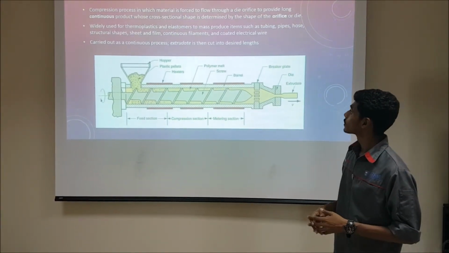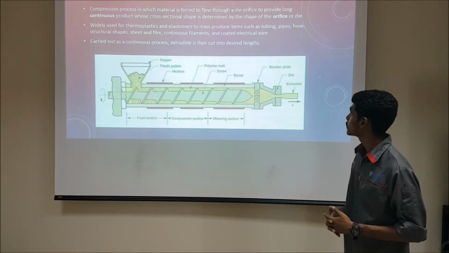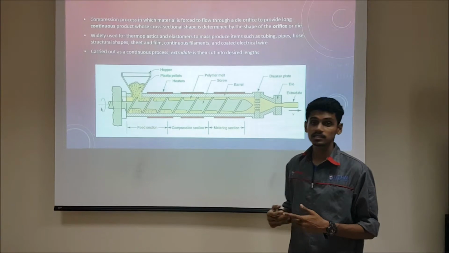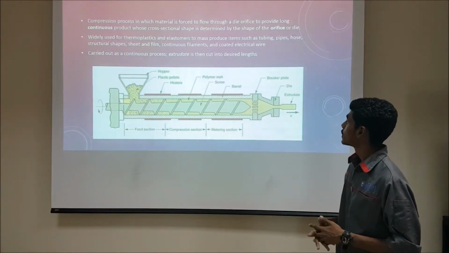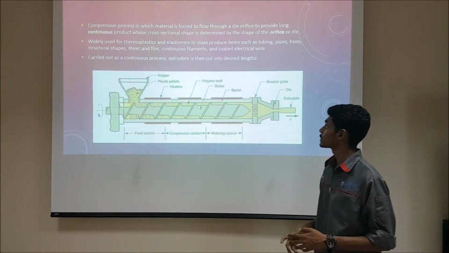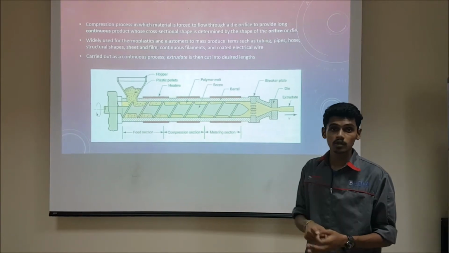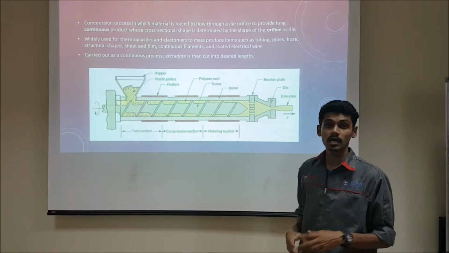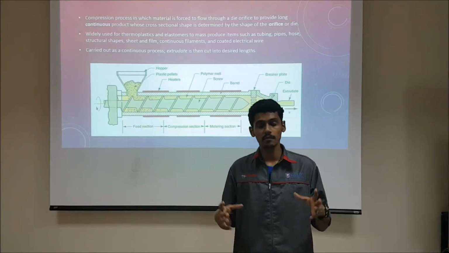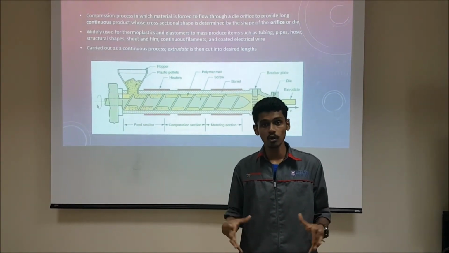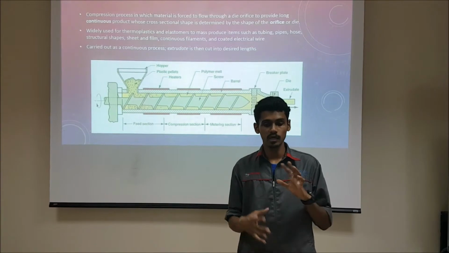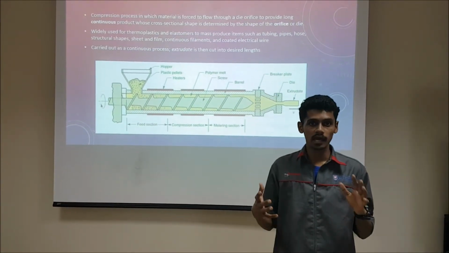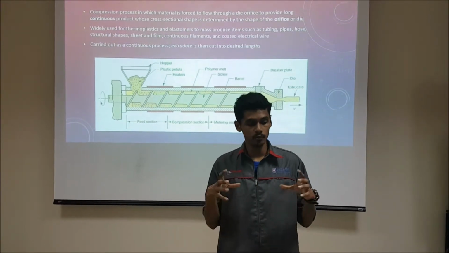It is widely used for thermoplastics and elastomers to mass produce items such as tubing, piping, hose, structural shapes, sheet and film, continuous filaments and coated electrical wire. All these need continuous coatings, so we can use the extrusion process. Some items need something different, let's say a chair. A chair needs a mold, where we heat the plastic and pour it into the mold, and then we can shape the plastic.